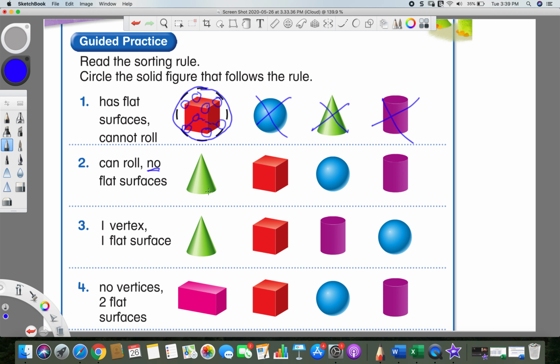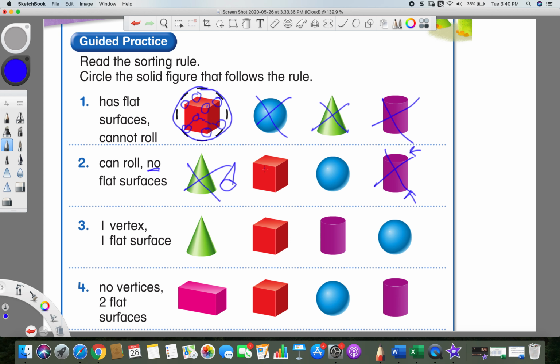Is there a flat part on a cone? There sure is. You might not be able to see it easily here, but if we draw a cone by adding a circle and a point, look, there's a flat bottom. So it can't be the cone. What about this cylinder? Can it roll? Yeah, sure it can. It's looking good so far. Does it have flat surfaces? Yeah, it's got one up top and one down here. And we don't want flat surfaces, right? So it can't be the cylinder.